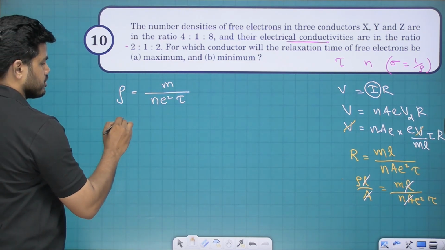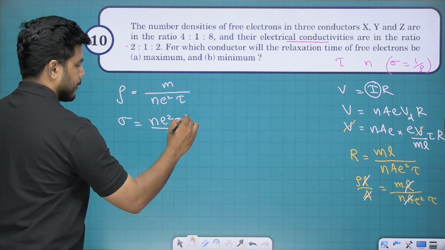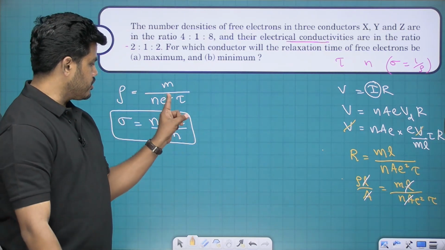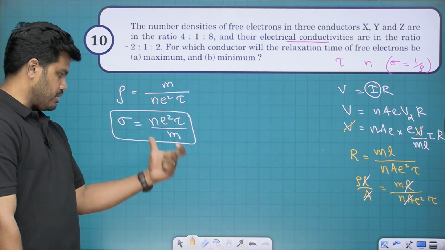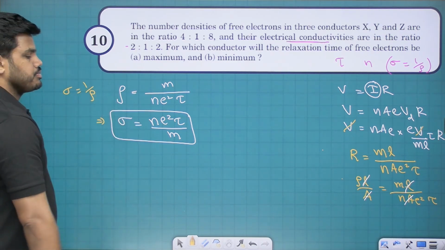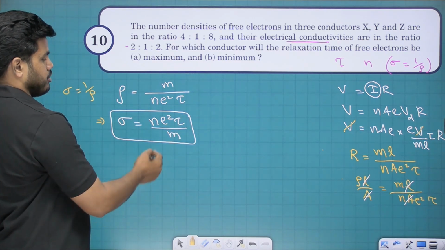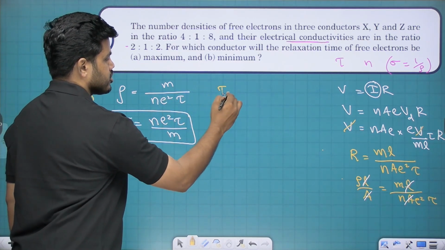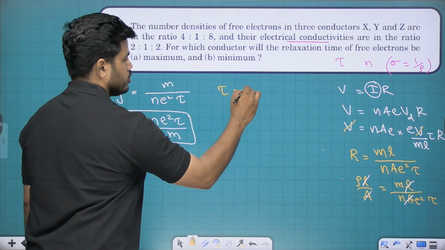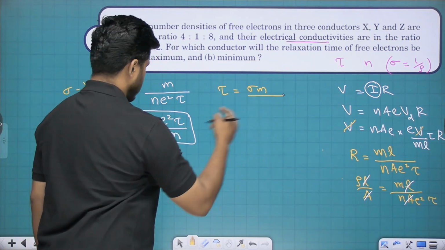So what is sigma from this? Conductivity, n e square tau divided by m. This is the relation connecting them. If you remember this equation, you can just take the reciprocal directly. Sigma is equal to 1 by rho. Now you're asked to find the relaxation time. Using this equation, relaxation time is equal to sigma times m divided by what?